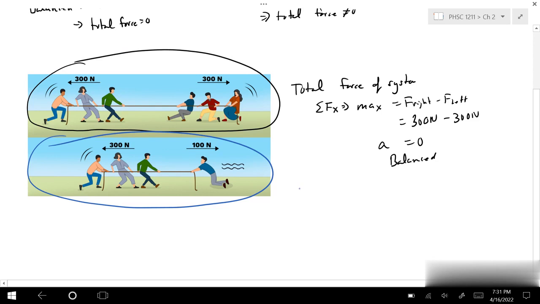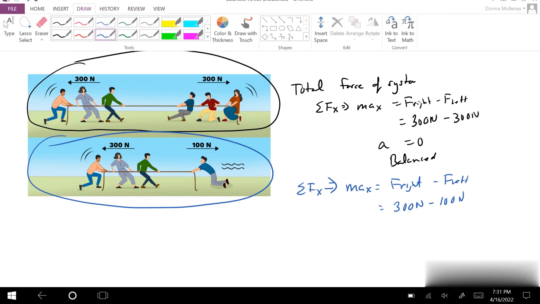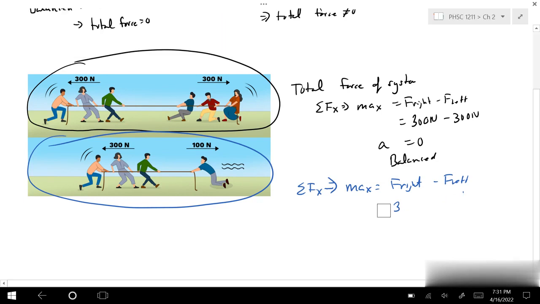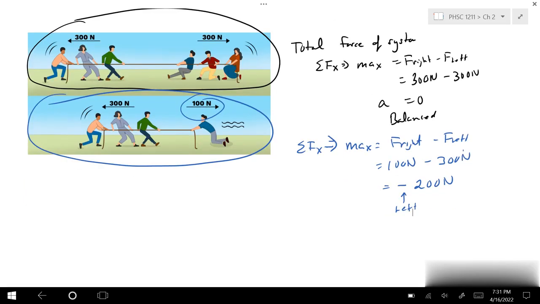So we have 300 newtons going to the left and 100 newtons going to the right. So the sum of our forces in the x, ma equals force to the right minus force to the left. So we already know what the answer is, but let's write it out so everyone sees it. Whoops, sorry, because I was going in the wrong direction. Erase. Sorry about that. You have 100 newtons going to the right minus 300 newtons to the left. So that's a negative 200 newtons. So that means this is going to the left.